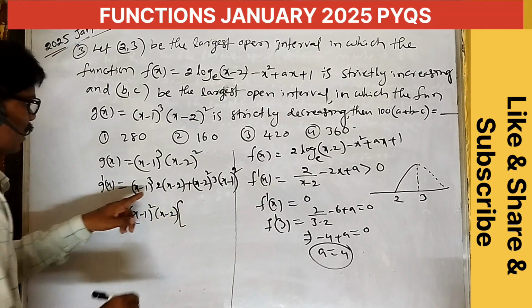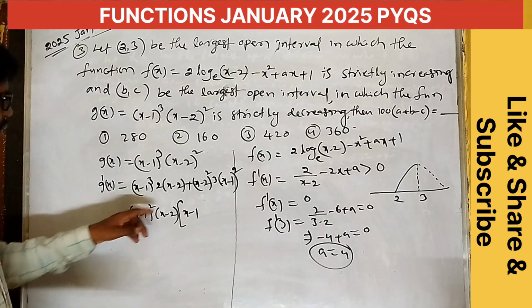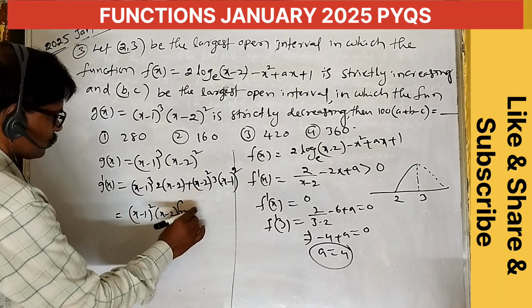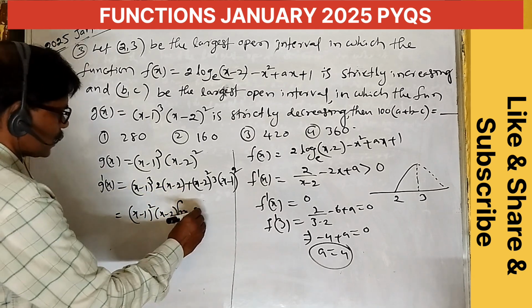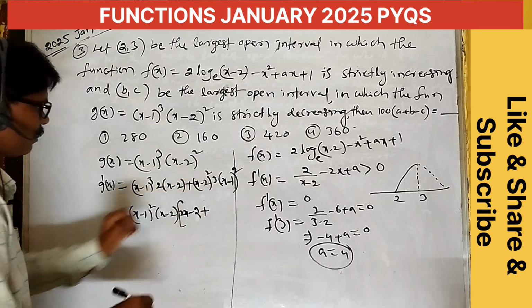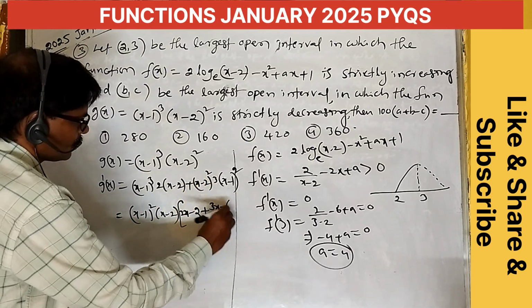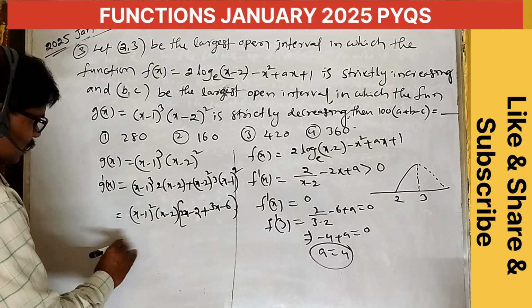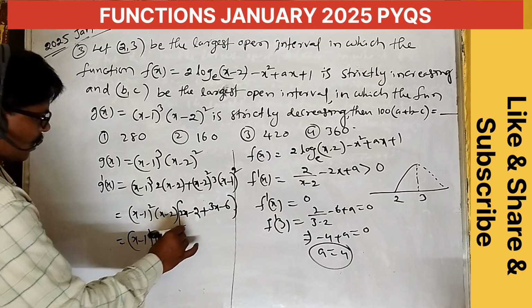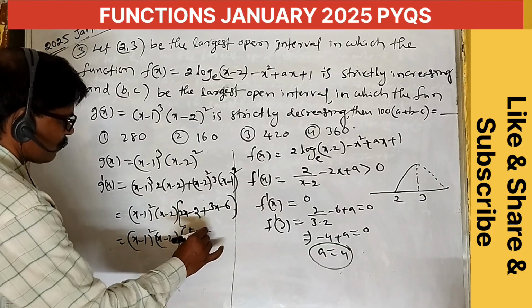Here, (x minus 1), (x minus 1), (x minus 2) is the common, so we get 2x minus 2. Next, here also (x minus 2) is the common, so x minus 2. This is the 2 (x minus 2), which means 3x minus 6. So 3x minus 6 plus 2x minus 2 equals (x minus 1) whole square into (x minus 2) into (5x minus 8).